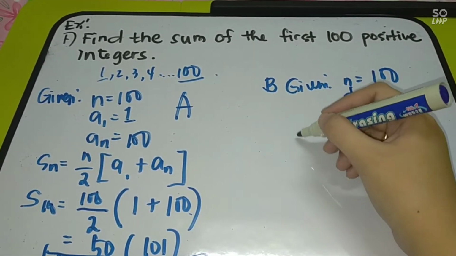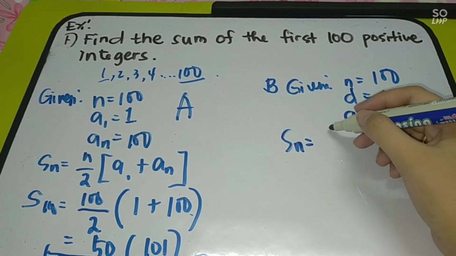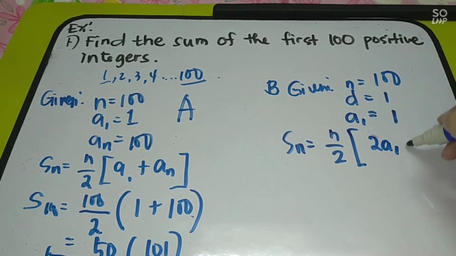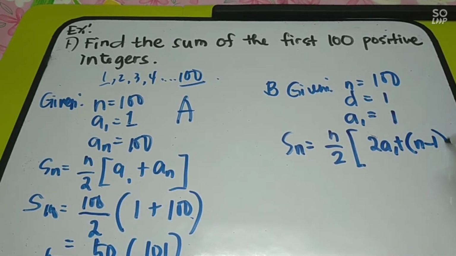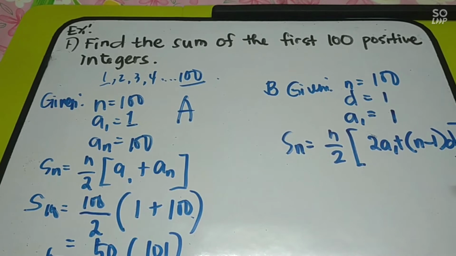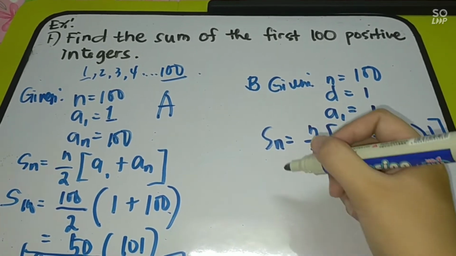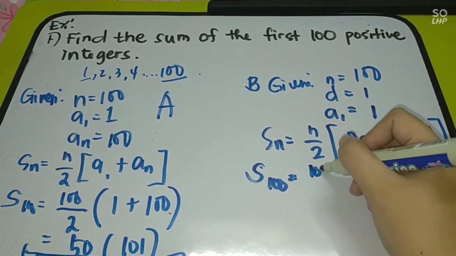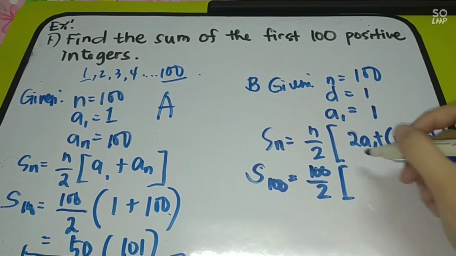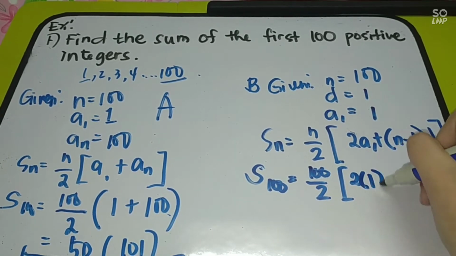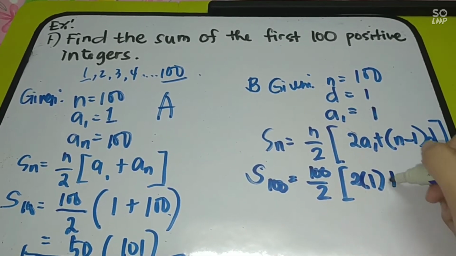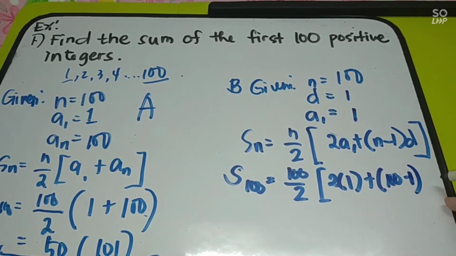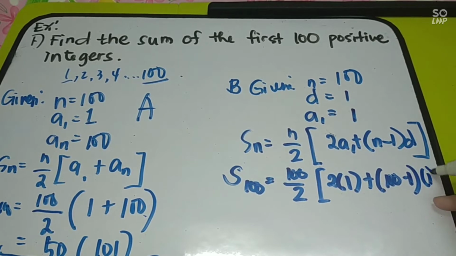So, we have here S of n is equal to n over 2. That's your formula. Multiplied by 2a sub 1 plus quantity n minus 1 times d. So, that's the formula for the second situation. Let us substitute. S of 100 is equal to 100 over 2 times 2 multiplied by 1. That is your first term. Plus quantity, how many number of terms? That is 100. Minus 1 multiplied by d, that is the common difference, which is 1.